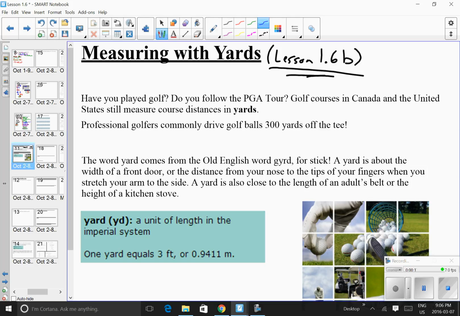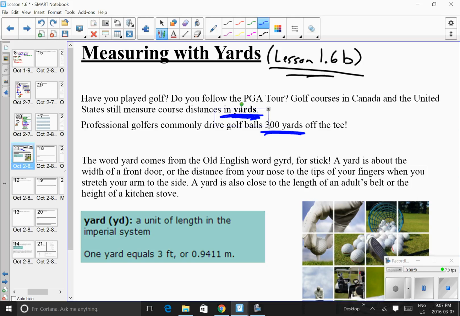So we talked about measuring with inches and feet because we were talking about the imperial system. We're going to talk about measuring larger distances. So the next largest unit is the yard. If you've ever played golf or followed the PGA Tour, in golf courses, all the distances are in yards. Now, if you're a good golfer, not like myself, you can drive the ball 300 yards off the tee, which is very impressive. The word yard actually comes from the ye old English word gyard, which means stick.